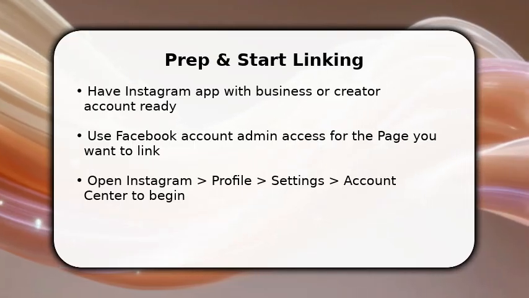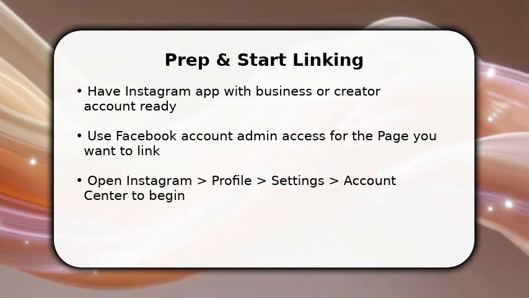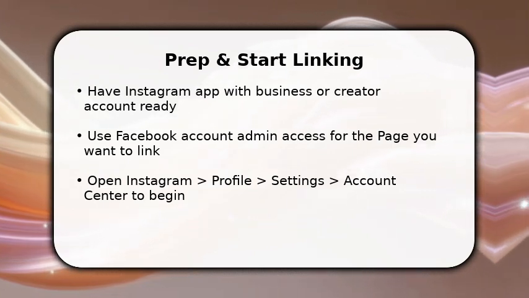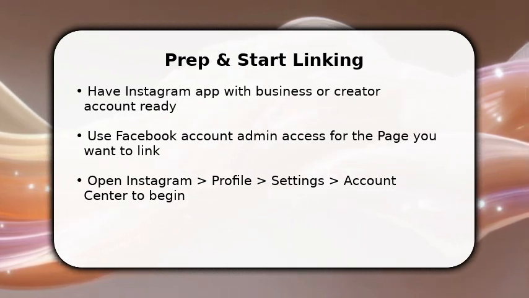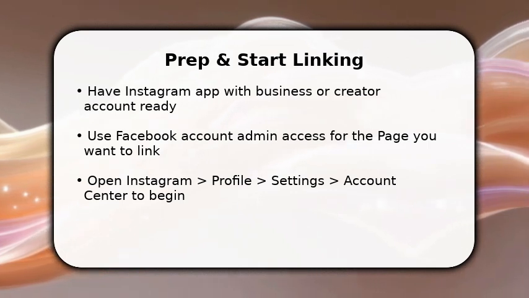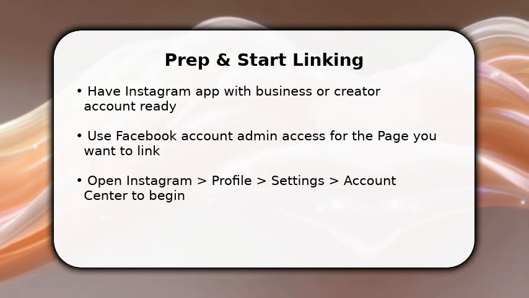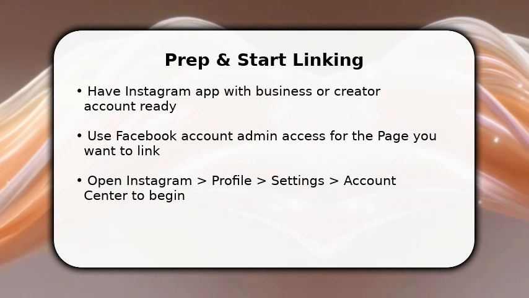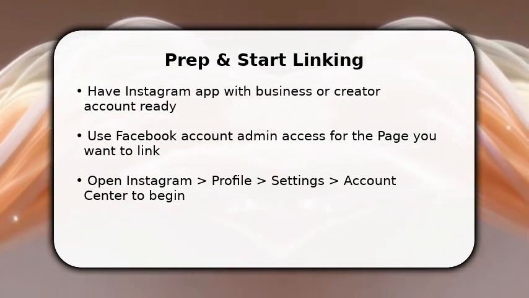You'll start by confirming two essentials: an Instagram business or creator account and admin access to the target Facebook page. Open Instagram, go to your profile, tap Settings, then Account Center. This is where the link begins. Once done, choose Add Accounts and follow prompts to log into Facebook. Make sure to use the Facebook account that manages the page. This establishes permissions and avoids duplicate links, and it prepares both platforms to share logins, stories, and cross-posting controls.